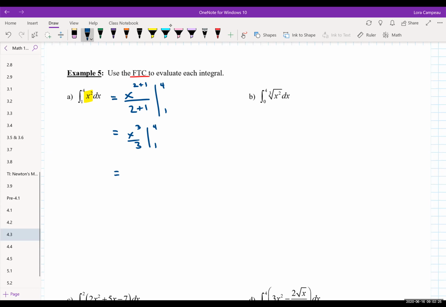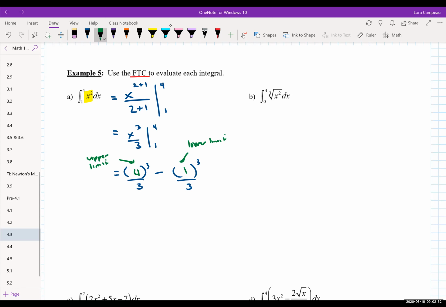And then when we go through this, what are we plugging in? The upper limit minus the lower limit. So the upper limit is 4. It's always upper limit first. And then the lower limit is 1. So then it becomes a nice fraction.